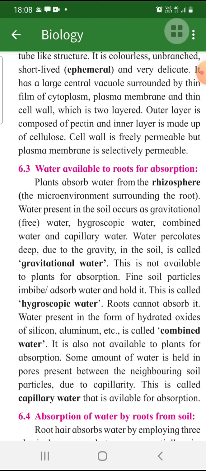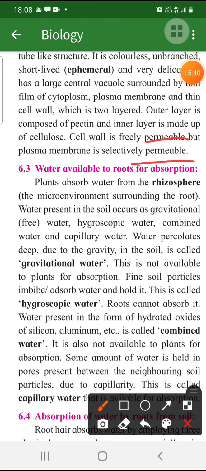But the plasma membrane, you remember no, the plant cell has got two layers, a cell wall and also a plasma membrane. So the plasma membrane is selectively permeable. So it can be asked, how will you differentiate between cell wall and plasma membrane here? So cell wall is freely permeable, whereas the plasma membrane is selectively permeable. It doesn't allow the entry of everything, not all nutrients.